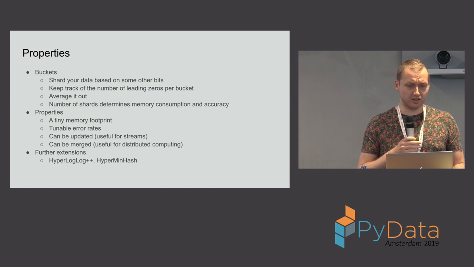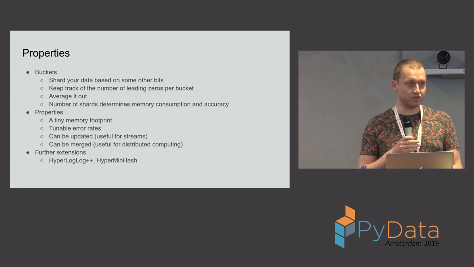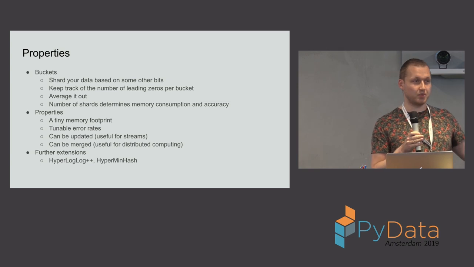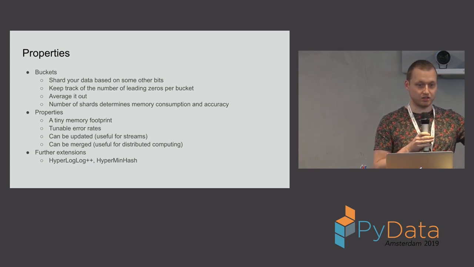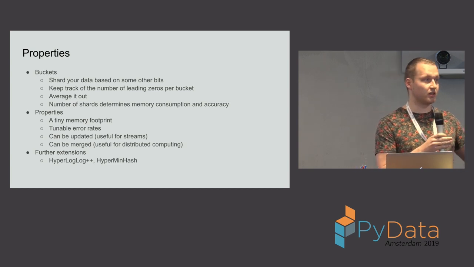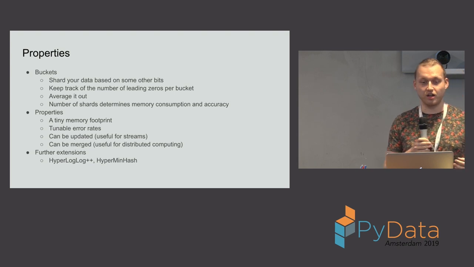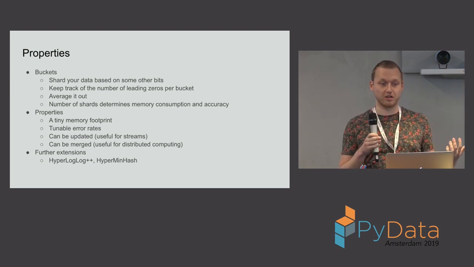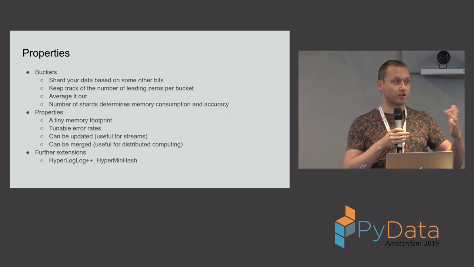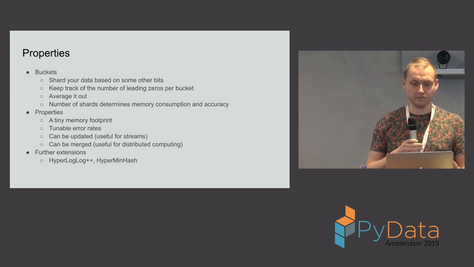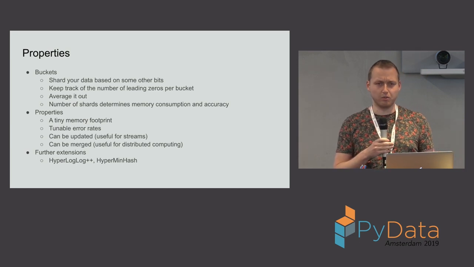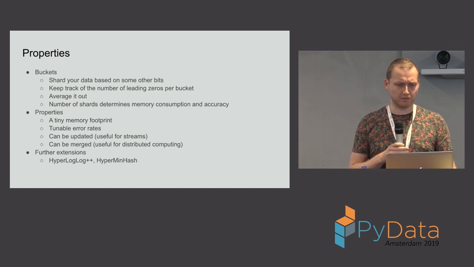So what is it then? It's an algorithm with a tiny memory footprint. It's got a tunable error rate. It can be updated, so you can just keep this set of buckets, these maxima, in memory, and as data streams in, you just keep updating the maxima if they ever change, and then you can calculate a cardinality at any point. Since that's so small, you can have a distinct count per, let's say, article. If you've got a news site, it's really easy to track how many readers have read it without storing the individual IDs or anything.